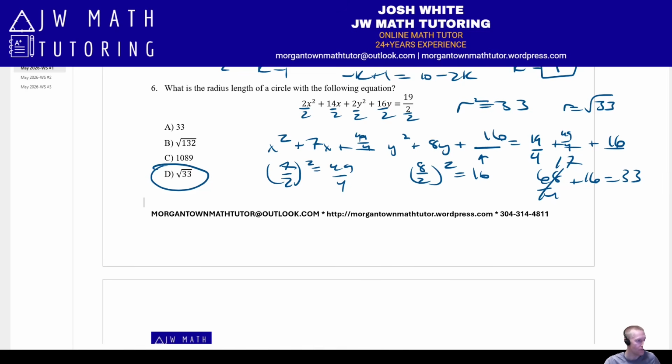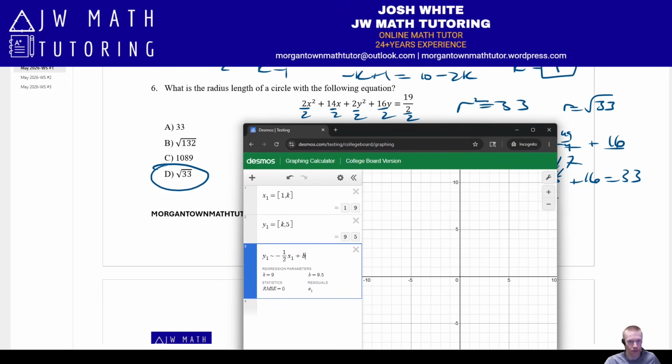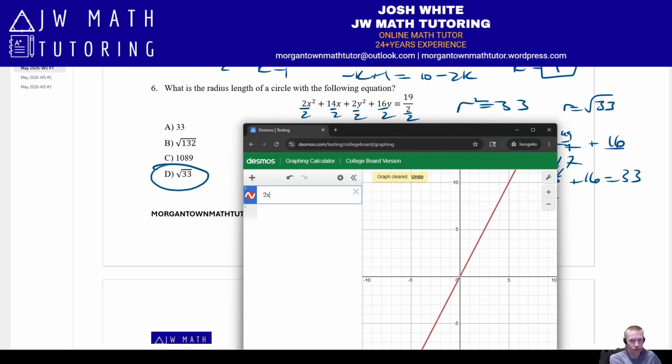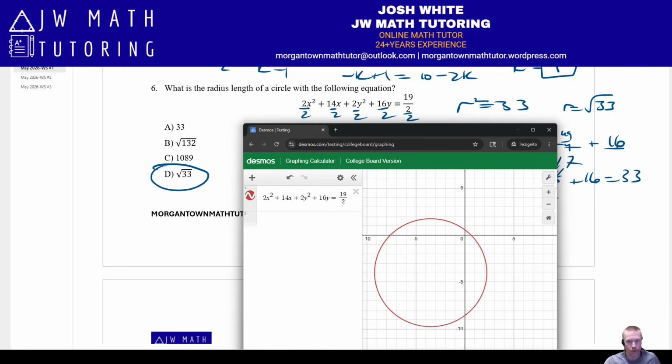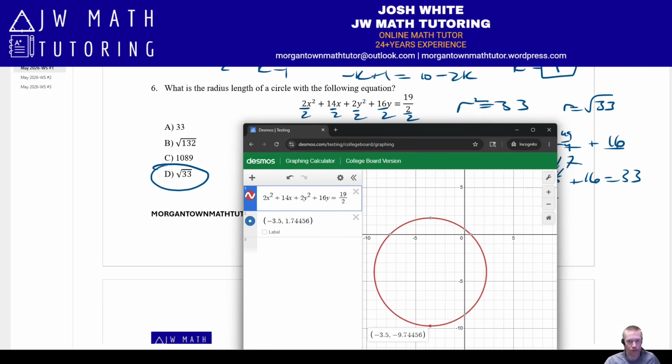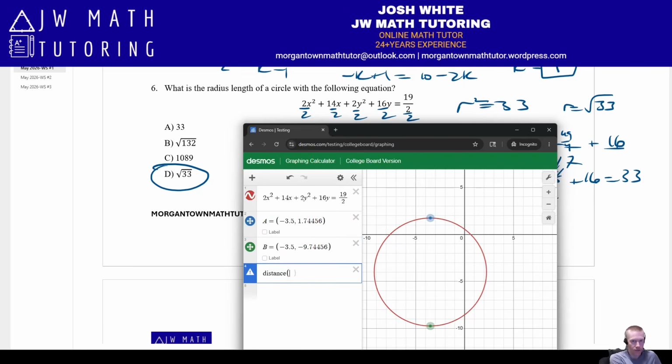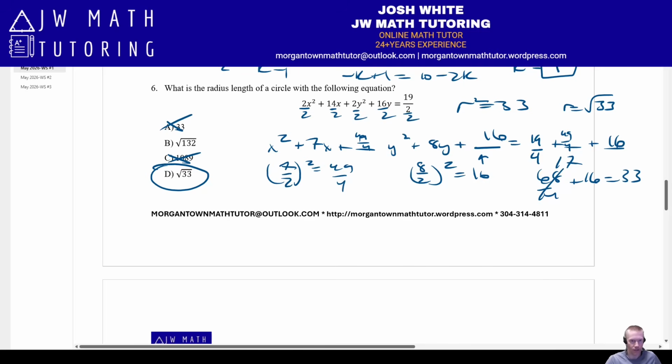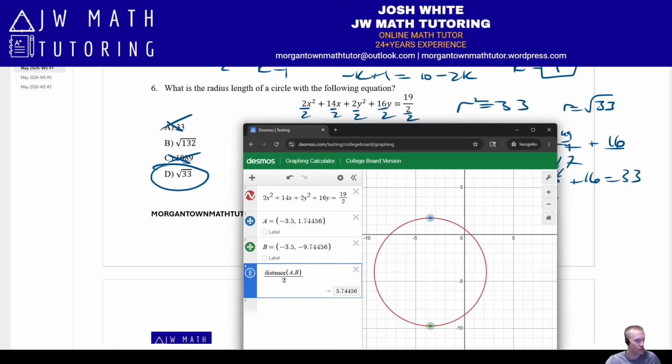Now, let's see how you could do this in Desmos. Essentially what I would do is graph out the circle, find the max and min points, and then find the distance between them using the distance formula. I'm going to define this as A and this as B, just so I don't have to retype the whole thing. Find the distance between A and B. That's my diameter. Divide that by 2 and I get this number, right? Looking at the answer choices now, it's obviously not A and it's obviously not C. So we're down to C versus D.